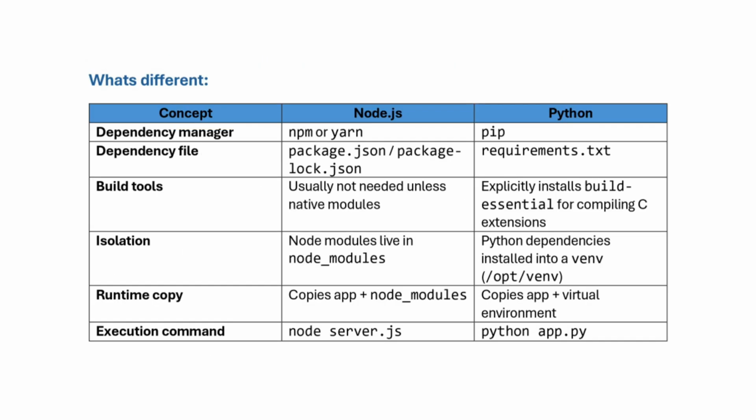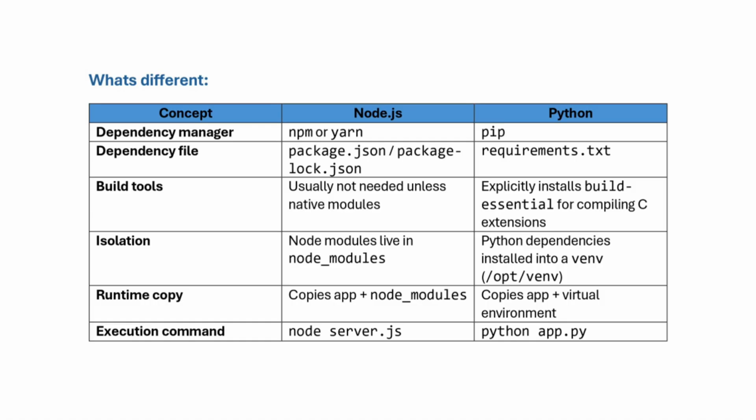What's different between these Node.js and Python Dockerfiles? The concept of dependency manager. In Node.js we use npm or yarn. In Python we use pip with a dependency file. In Node.js we have package.json or package-lock.json, whereas in Python we have requirements.txt. Build tools. In Node.js usually not needed unless native modules. Python explicitly installs build essentials for compiling C extensions.